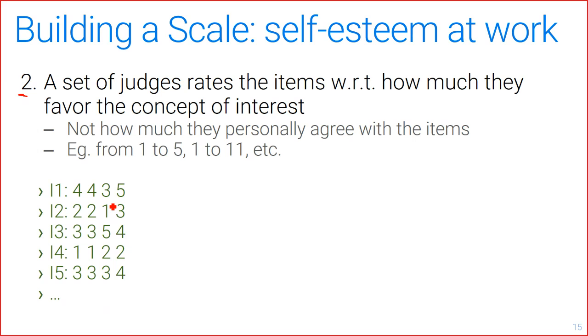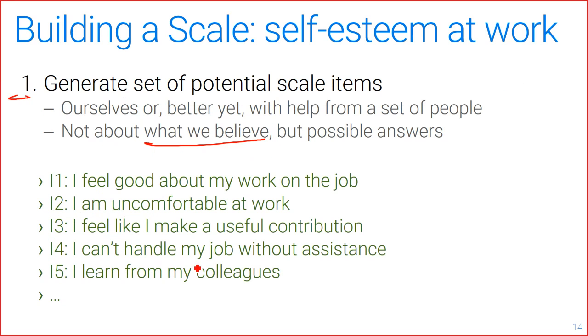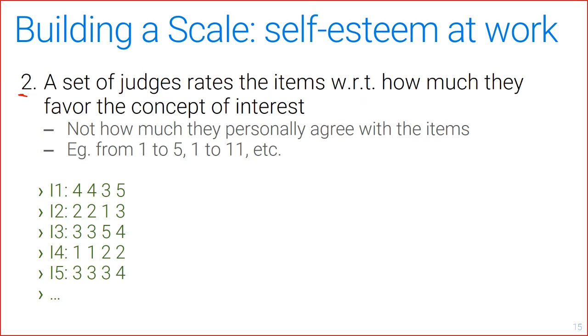Then for item 2, we see that numbers are quite low, 2, 2, 1, 3. Same for item 4. People gave 1, 1, 2, 2. Item 4 was, I can't handle my job without assistance. That has a negative connotation with respect to self-esteem. And people think it's quite bad. It's 1, 1, 2, 2. So we have these judgments by people. And then we have to come up with the final set of items and how much they're going to contribute.